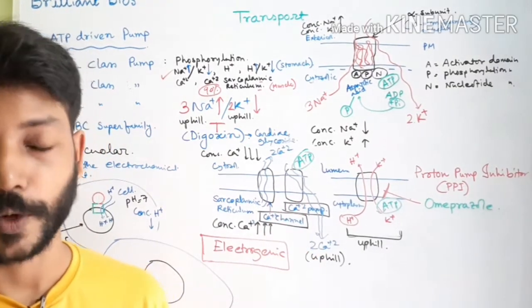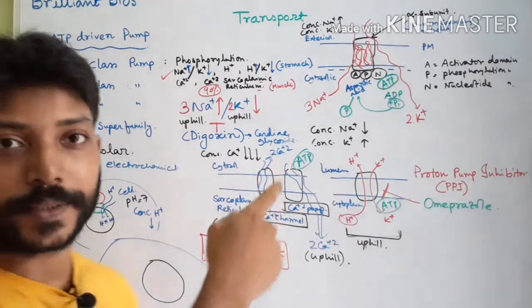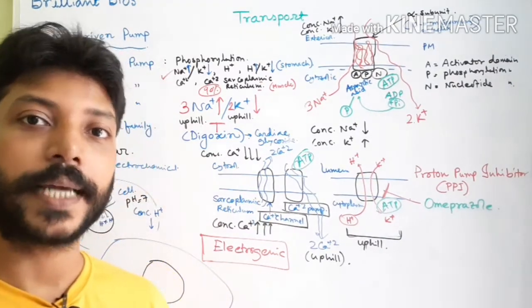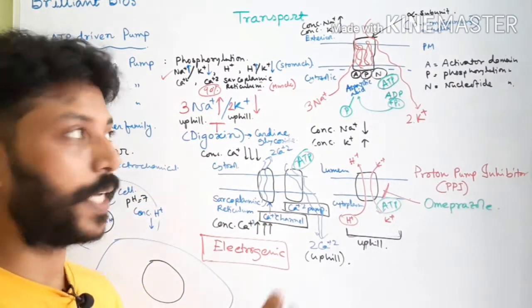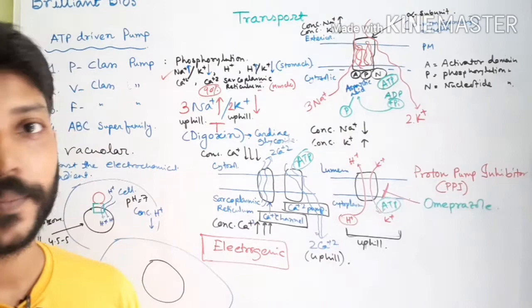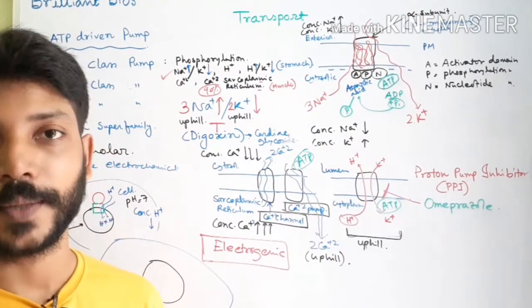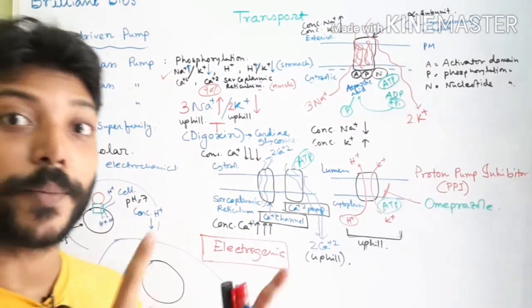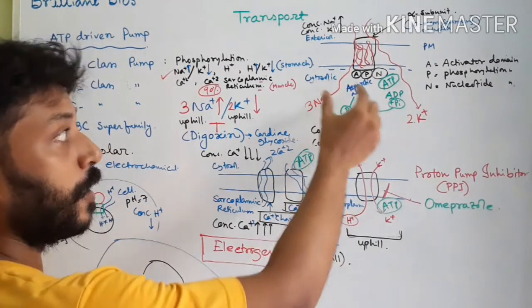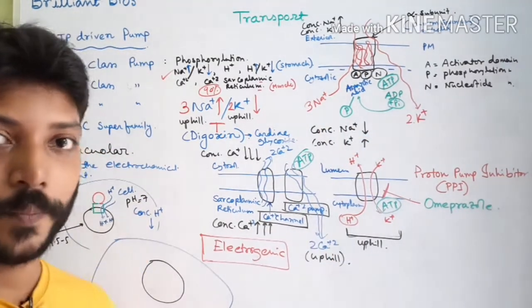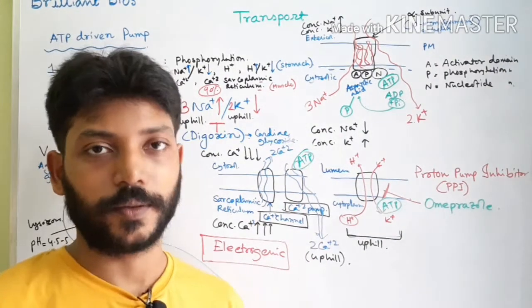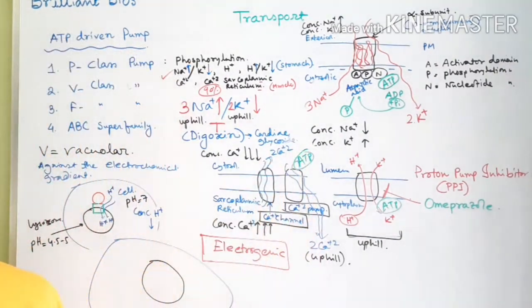But not only the sodium potassium pump contributes totally to this negative and positive membrane potential. No, partially, 10% of the membrane potential is contributed by the sodium potassium pump. There are many different channels present, potassium channels and sodium channels. They contribute to the membrane potential, but this pump also plays a certain role, a very small role, approximately 10%.